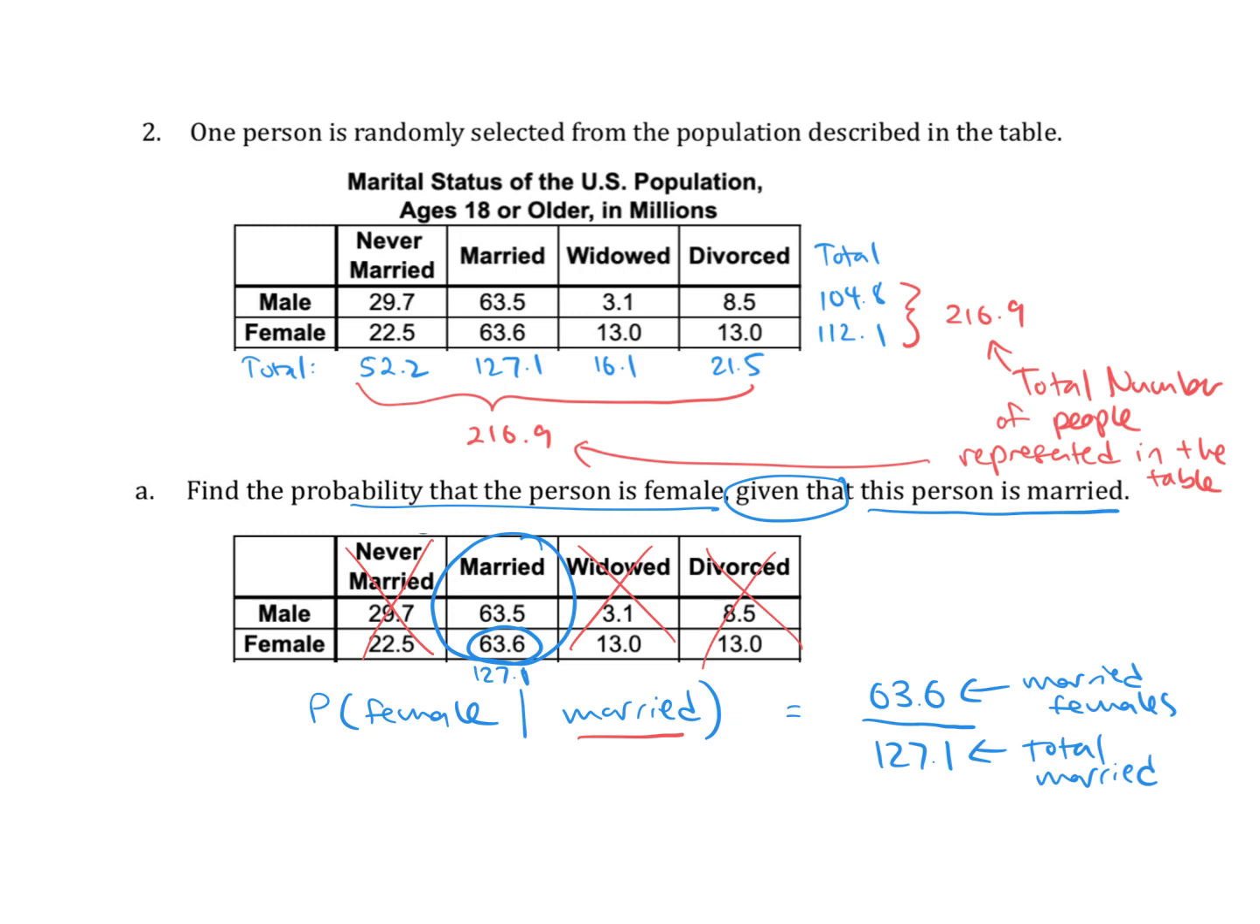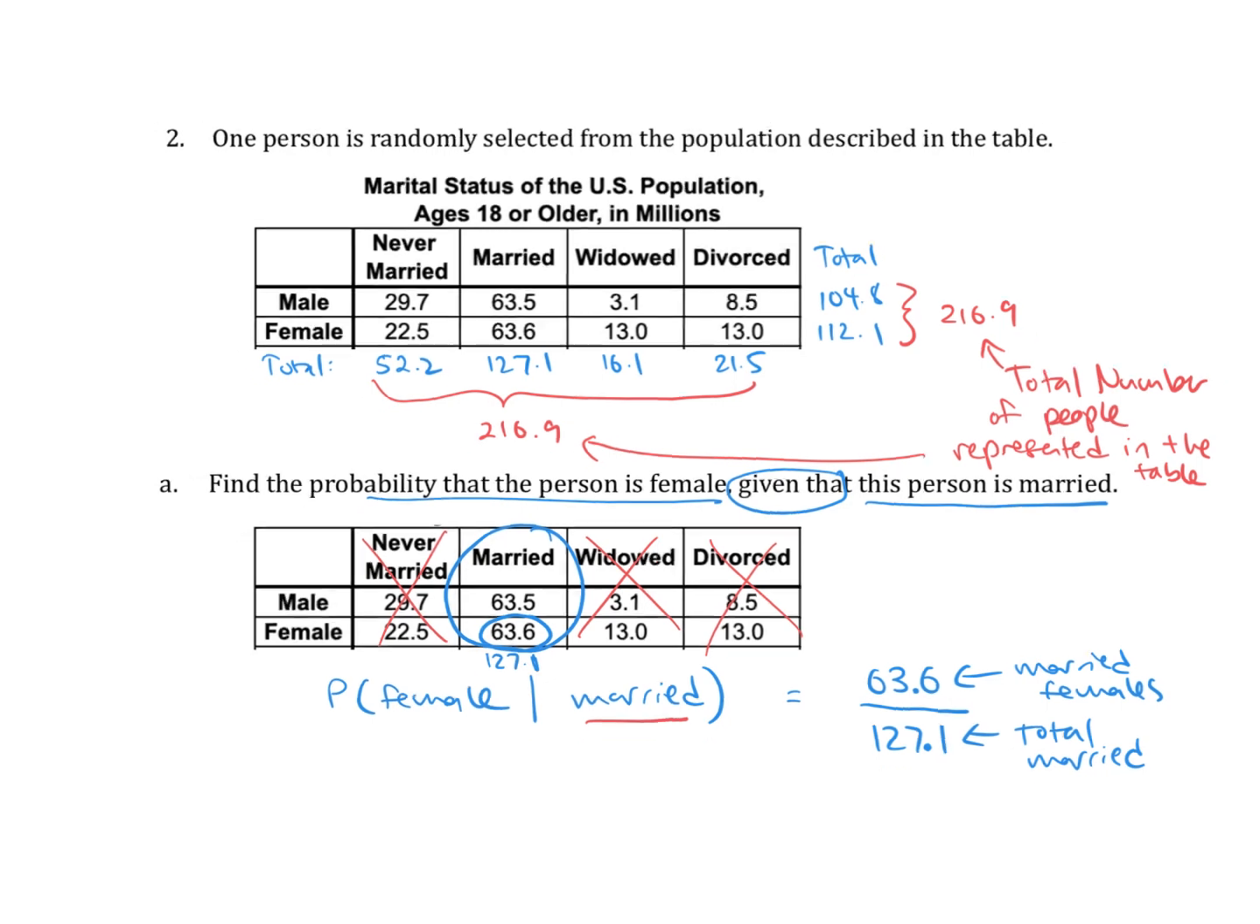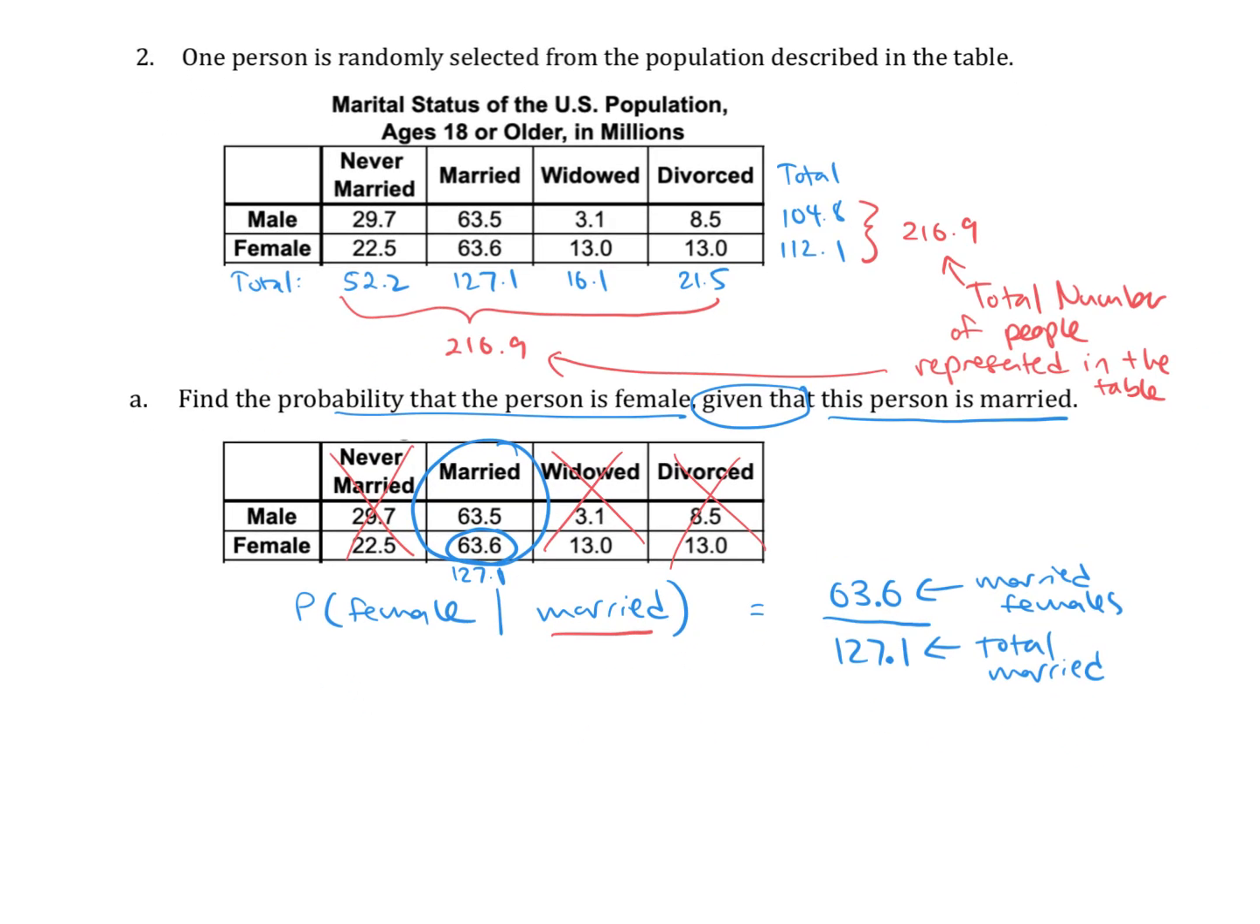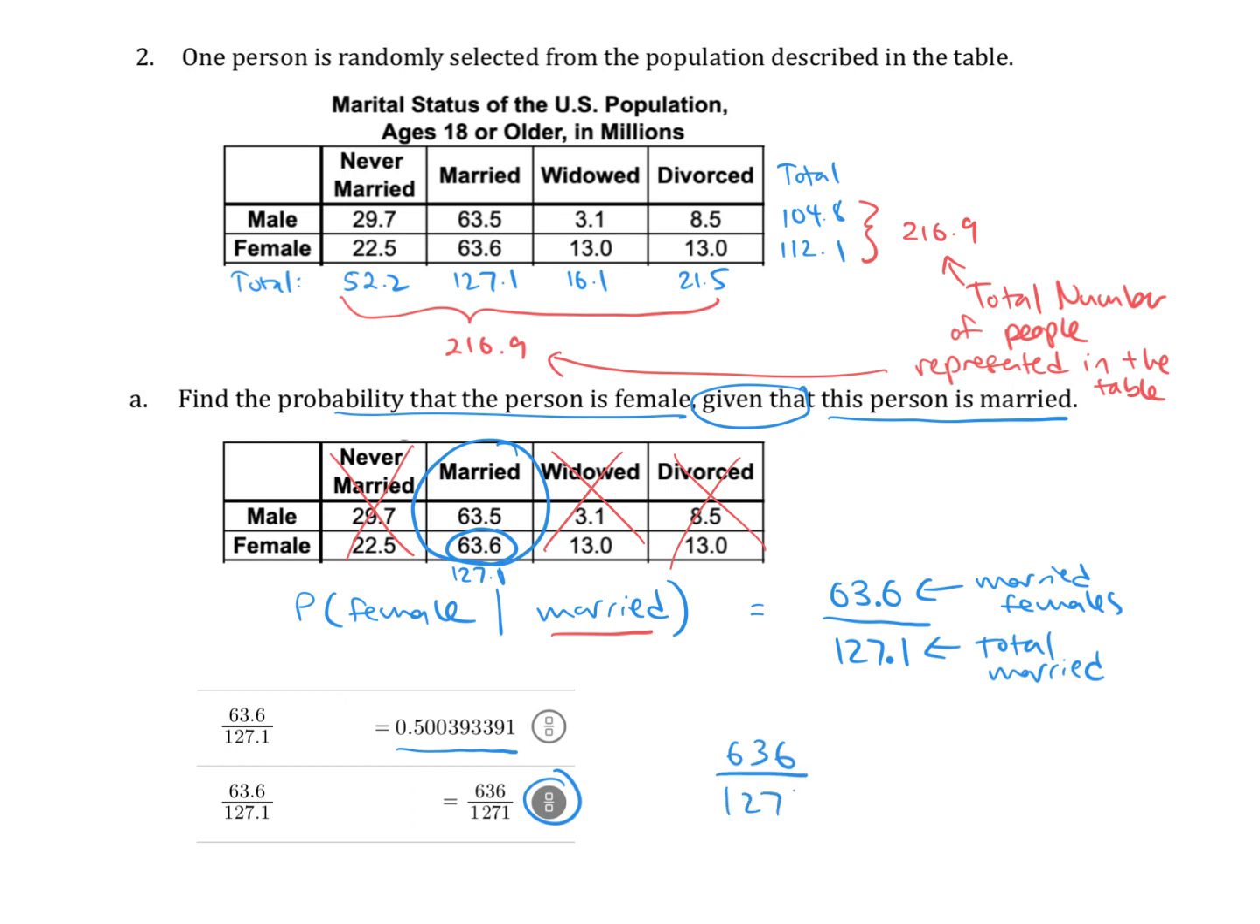And the problem with our answer right now is we have decimals inside of fractions, so we should probably put that in a nicer format. If you type that into your Desmos Scientific Calculator, you can either get your answer as a decimal, or if you tap this fraction feature, it will give you a reduced fraction that doesn't have decimals in it. So as a reduced fraction, it's 636 over 1,271. That's an exact probability.